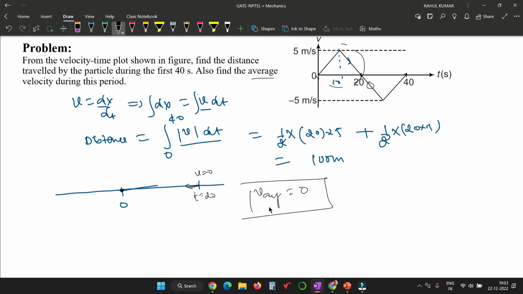Is there a doubt? Can you please repeat this average velocity part? What, the average velocity part alone? Can you please repeat, sir? Okay.